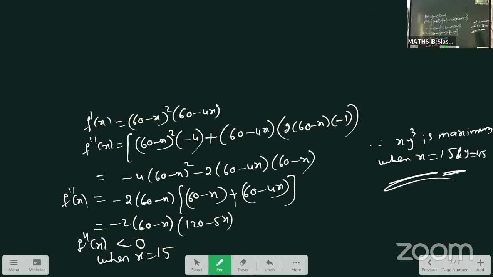So this is how the LAQs of maxima and minima are done. Just practice these 3 questions. It will be useful for your upcoming exam. So with this, almost all 7 marks questions are completed.